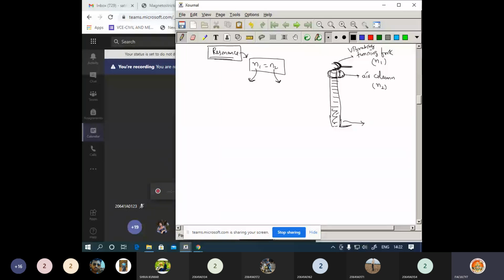At a particular stage, if you continue to remove the water, one stage will be reached where the N1 value will be equal to N2. What is the meaning here? The tuning fork vibrations will be equal to the vibration of the air column. At that particular state, we will get a booming sound.